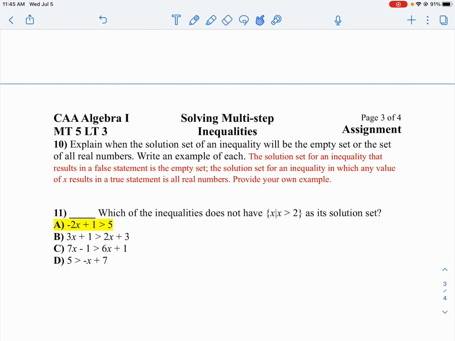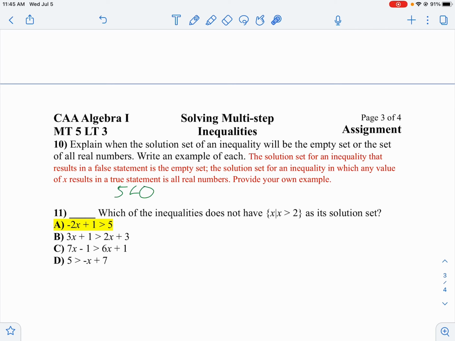On question number 10, the solution set of that results in a false statement, like let's say you would have 5 is less than 0. That's false. That would result in an empty set or no solution.